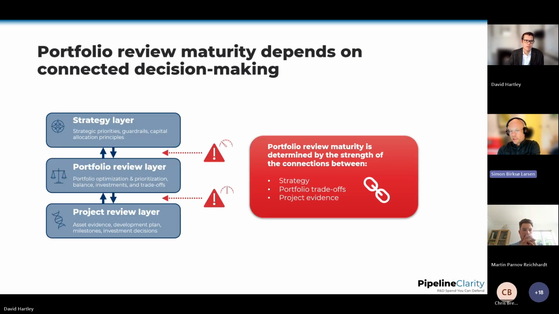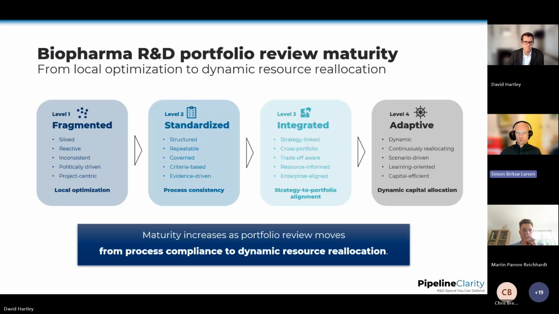Yeah, thank you very much, David. So, and we can't emphasize this enough. We also spent quite some time in the first webinar to really highlight and emphasize the need for these connections between the layers. And one way of assessing your portfolio review maturity is really to look at how strong are the links between the different layers, from the strategy layer or the intent layer and down to the portfolio layer and onto the project layer. And often there will be disconnects here, and then you conduct portfolio review in a vacuum, isolated almost from the projects and the strategy. So that's just a helpful mental model for thinking about the maturity of a portfolio review process.